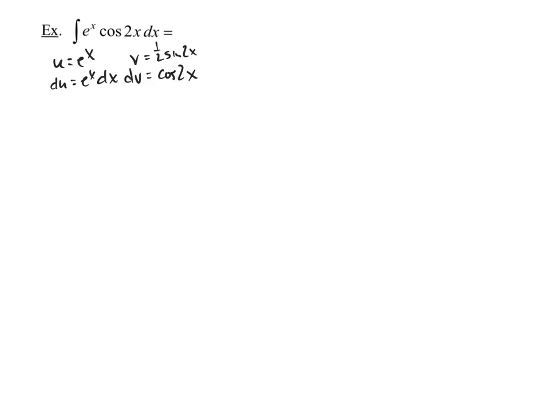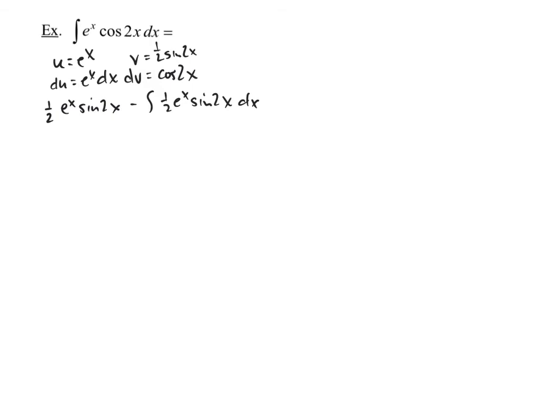Okay, so if I do u times v, then this is going to be 1/2 e to the x sine of 2x, so I'm going to write that in an order that makes sense, minus the integral of v du, which will be 1/2 e to the x sine of 2x dx.